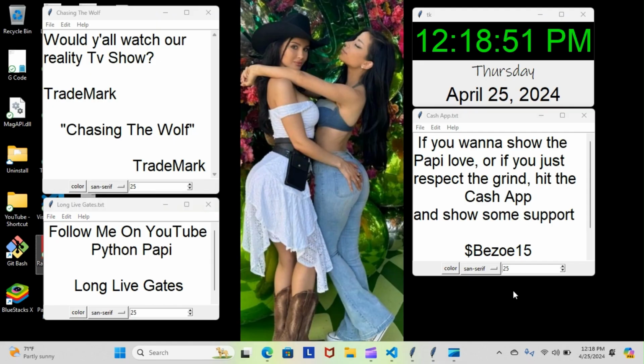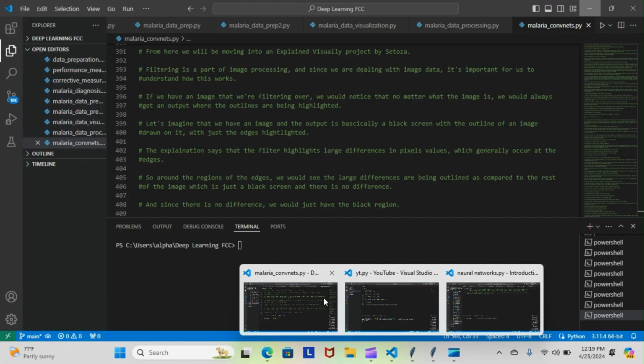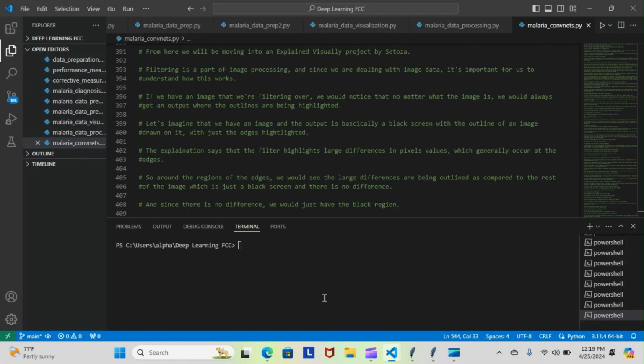All right, on today's episode of Python Papi, we're back inside our TensorFlow course and we're still doing our malaria covnets module. Let's have a look at what we went over today. Yesterday, if you recall, the last thing we went over was getting the output for our 3D image, and today we're going to pick up where we left off. So from here, we will be moving into an explained visually project by Setosa.